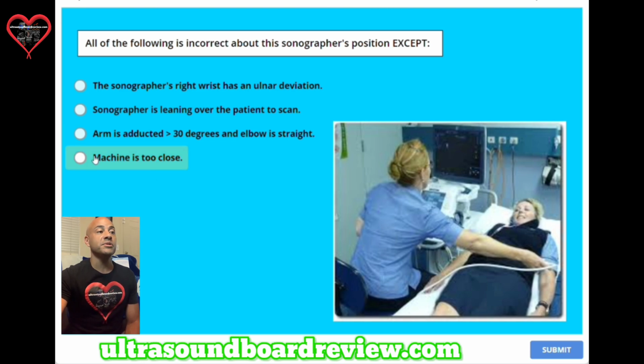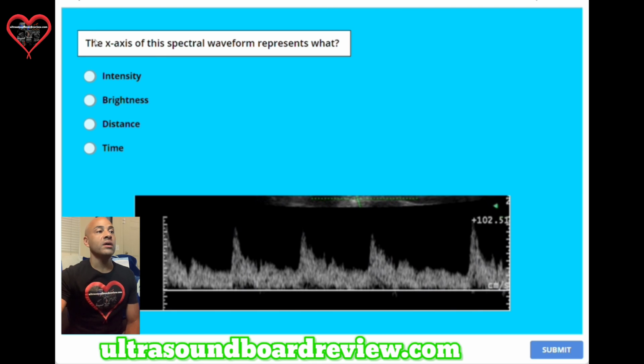The answer is D, the machine is too close. Having the machine close is actually correct. Question 4. The x-axis of the spectral waveform represents what? A, intensity, B, brightness, C, distance, or D, time. The answer is D, time.